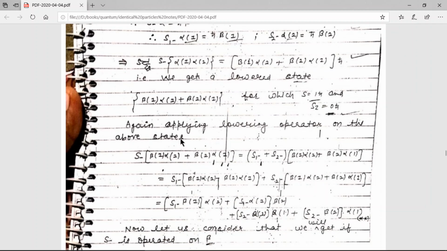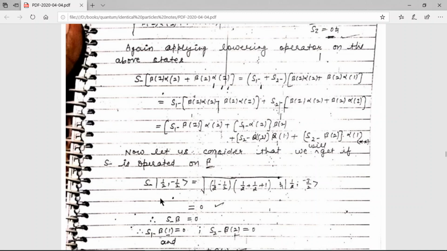After that, again applying the lowering operator on the above state, it means s minus on beta 1 alpha 2 plus beta 2 alpha 1 is given by this one, and solving it we will get a particular state given by this one. Now s minus applying on beta, we will get this result. Here s lowers the value of m by 1, which means minus 1/2 minus 1, and we will get a result of minus 3/2.